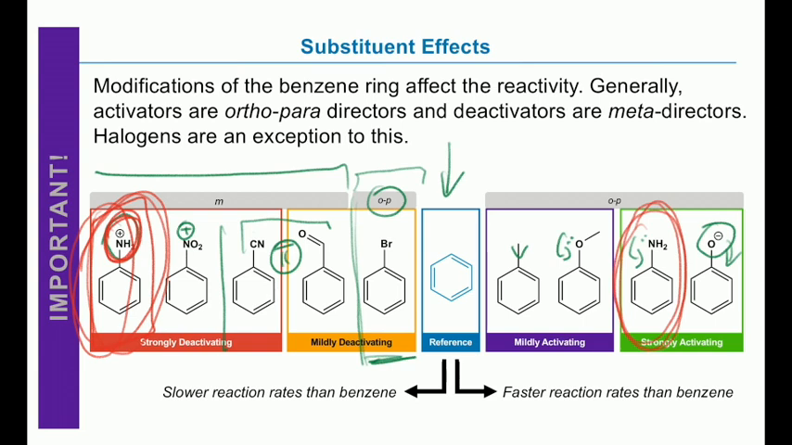Aniline shows up here twice, in its either protonated or deprotonated form. If I protonate aniline, I make a positively charged nitrogen. It's a formal plus. I've used up the lone pair. It cannot be used for resonance. If I'm neutral, aniline's a pretty good activator.